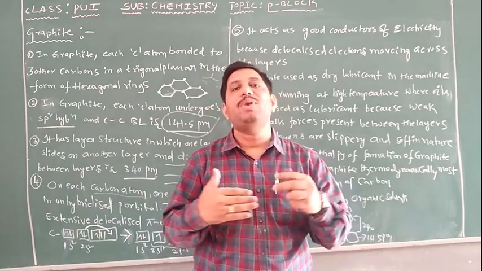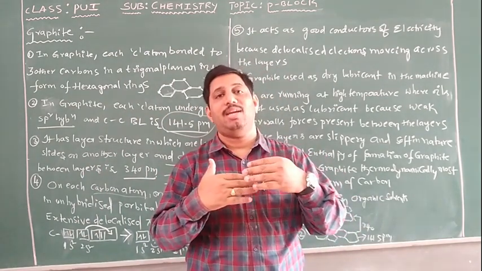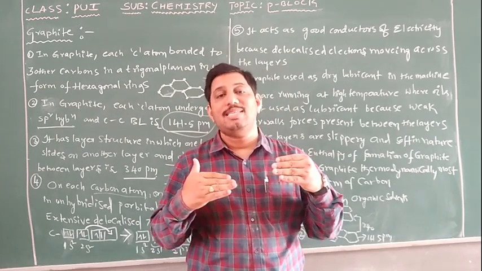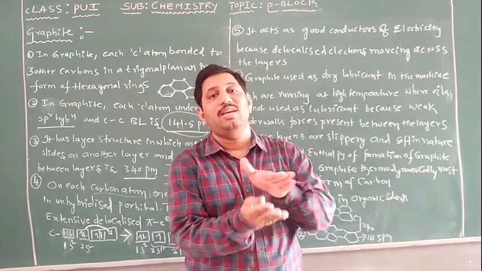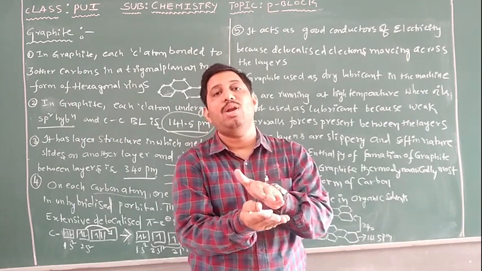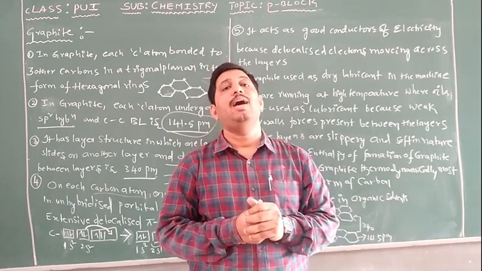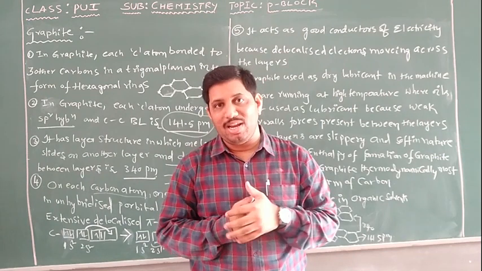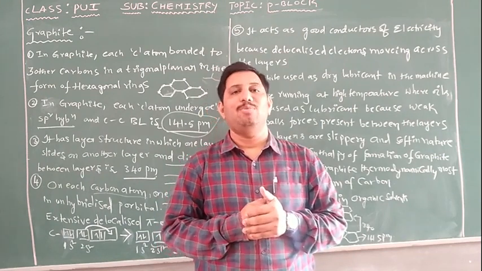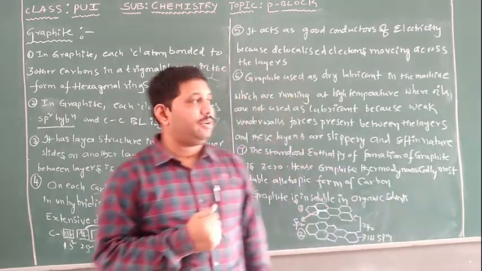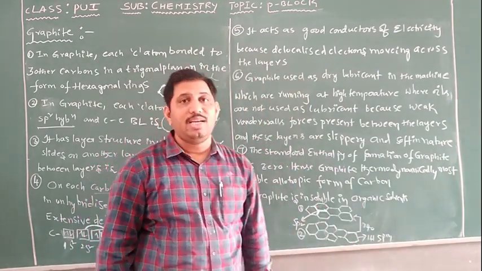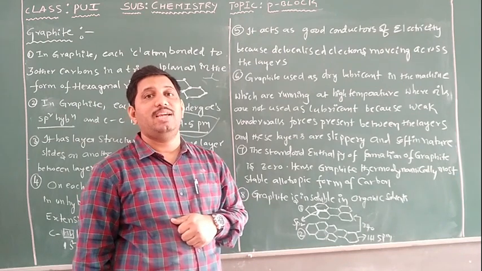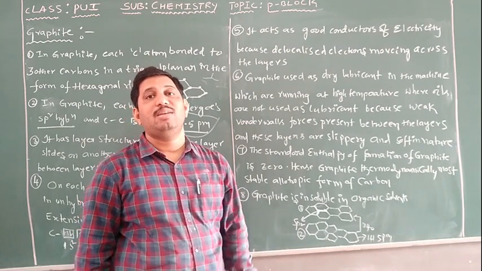Between every two graphite layers, weak van der Waals forces are present. These layers are slippery and soft in nature. That is, these layers are sliding one over the other. Due to this reason, they can act as a dry lubricant. Okay, students, in the examination they will ask why graphite is used as a lubricant. Due to the presence of weak van der Waals forces between the layers, these layers are soft and slippery in nature.